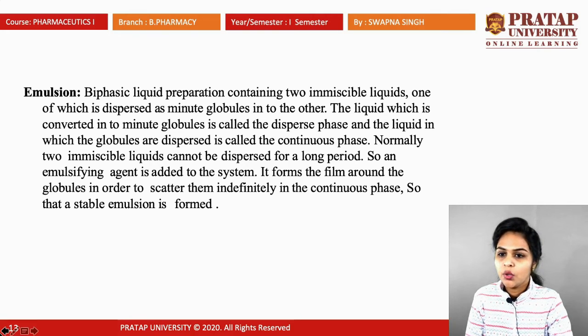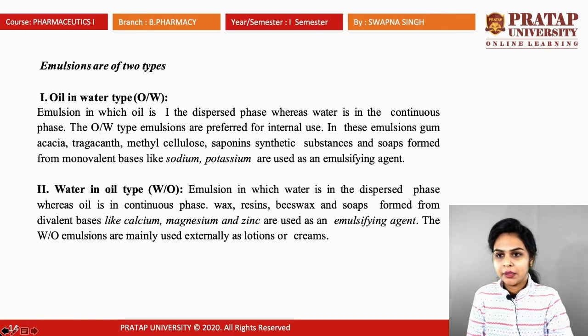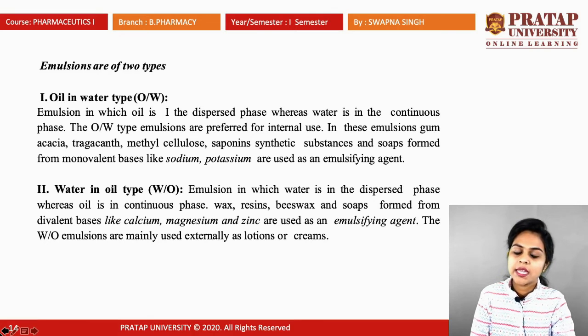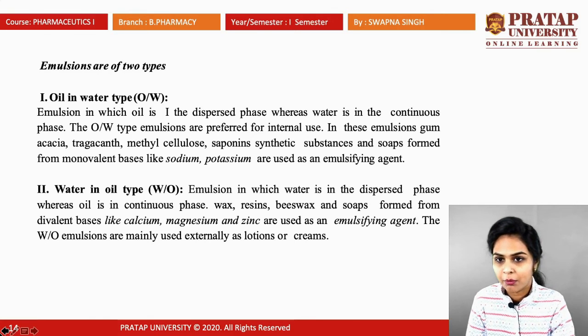Normally two immiscible liquids cannot be dispersed for a long time, so we add an emulsifying agent to the system to stabilize that emulsion, and it forms a film around the globules in order to scatter them indefinitely in the continuous phase, so that a stable emulsion is formed. And emulsions are of two types. First is the single type of emulsion and second is the multiple type, the mixed type of emulsion.